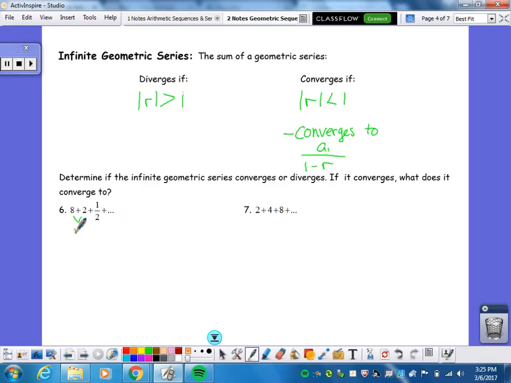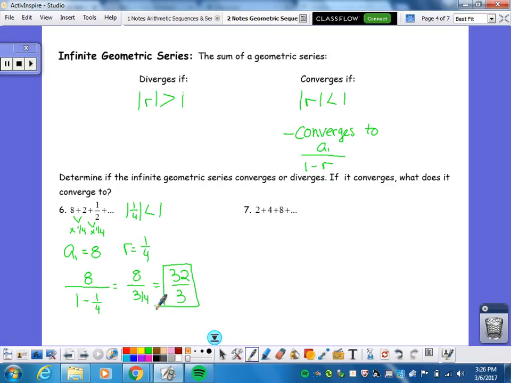We can see that we're consistently multiplying each of our terms by 1/4. The absolute value of 1/4 is less than 1. So that means that this converges. Now the question is, what does it converge to? Well, we know our A1 is equal to 8. We know that our R is equal to 1/4. We can substitute these values in, we can get our answer. So, 8 over 1 minus 1/4 is equal to 8 over 3/4, which is equal to 32 over 3. And that's going to be our final answer.